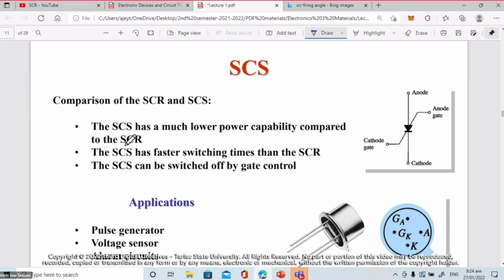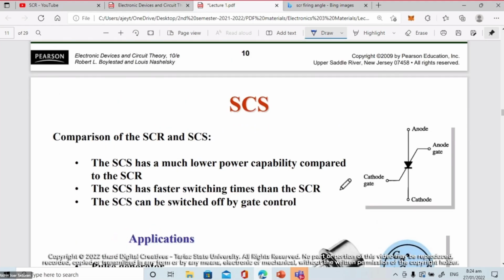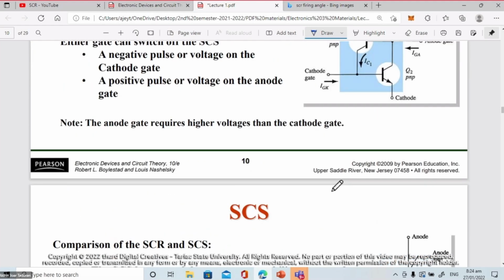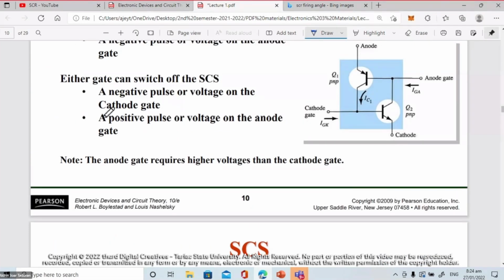So, SCR in comparison, SCS has much lower power capabilities compared to SCR. So SCS has faster switching time than the silicon control rectifier. The silicon control switch can be switched off by the gate control. So hindi katulad ng SCR, hindi kayang i-turn off by gate. Okay? Pero sa SCS pwede siya. Okay? So we can do that by applying negative pulses or voltage sa cathode gate natin.